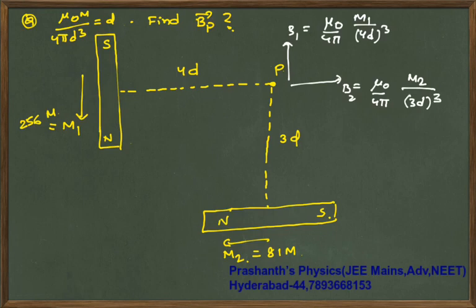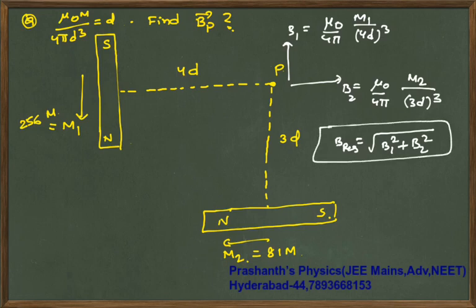So you have got B1, you have got B2. Once you have got the values of B1 and B2, your B resultant is under root B1 square plus B2 square. That is your resultant magnetic field. Once you get the resultant magnetic field, you can simplify and give the answer. So m1 is 256, 4 cube is 64, and 3 cube is 27, your 64 into 4 is 256.